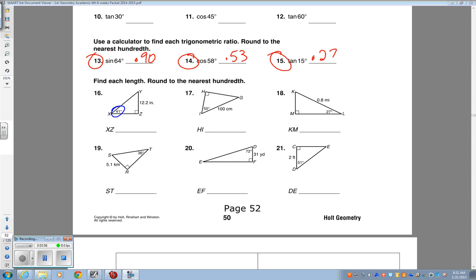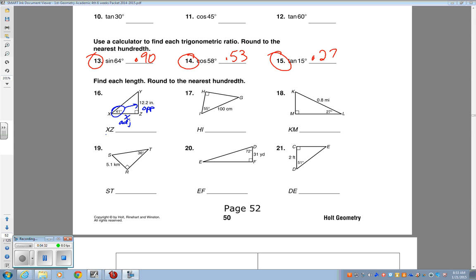So we circle the angle, then we label the parts in relationship to the angle. They want us to find XZ. So XZ is who we're trying to find. So that's one of the parts I need. That's unknown. So I look. The 12.2 is opposite the angle. The X is adjacent to the angle. So I have to label opposite and adjacent. Label the parts that they give you. I don't need the hypotenuse because I'm not trying to find the hypotenuse. So I don't label that.